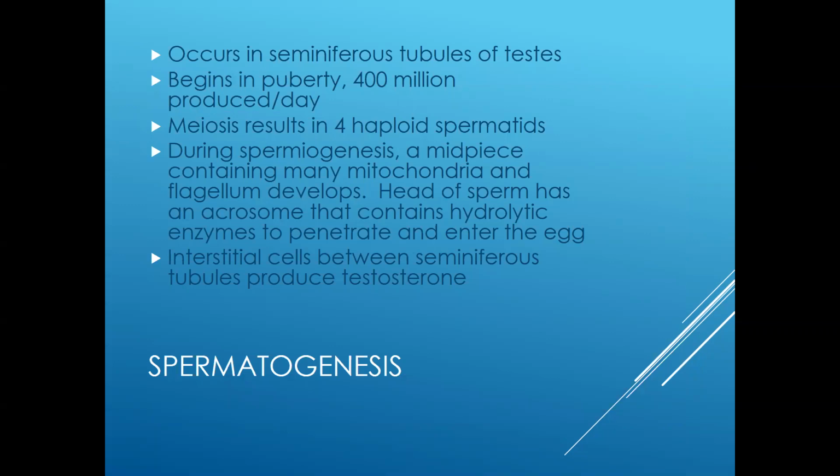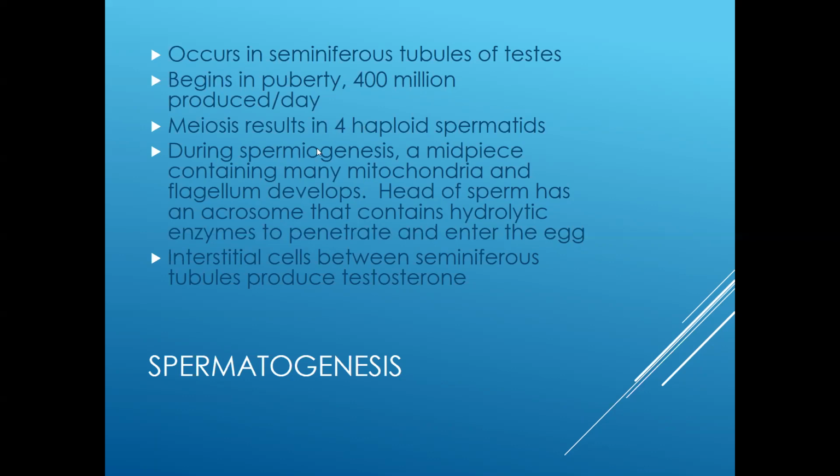Anyway, okay. So now let's go into how we make a sperm. So we said already, seminiferous tubules is where it happens, begins in puberty, 400 million produced a day, so that you've got your supply in case you are going to ejaculate. Meiosis results in 4 haploid spermatids. So a spermatid is just a cell with just the chromosomes in it.